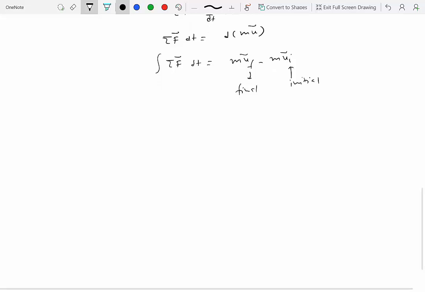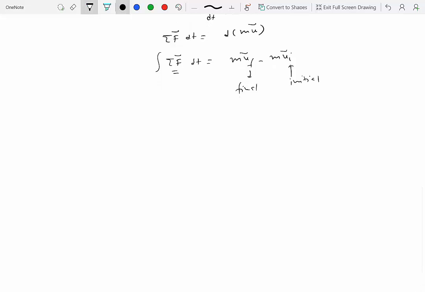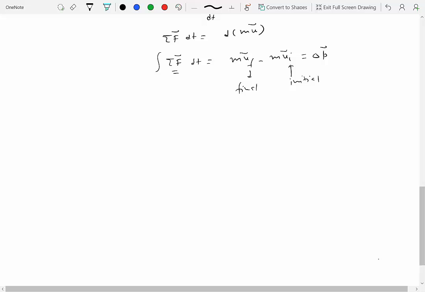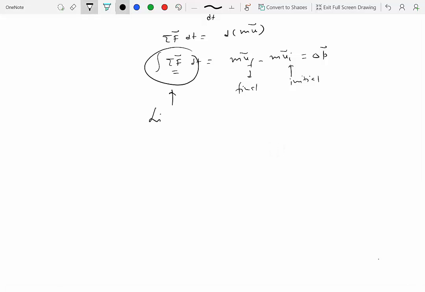So what this is saying is that if you know the sum of the forces and you know how they vary over time, then you can integrate it with time and get the change in linear momentum as a result. This particular quantity over here is called linear impulse.